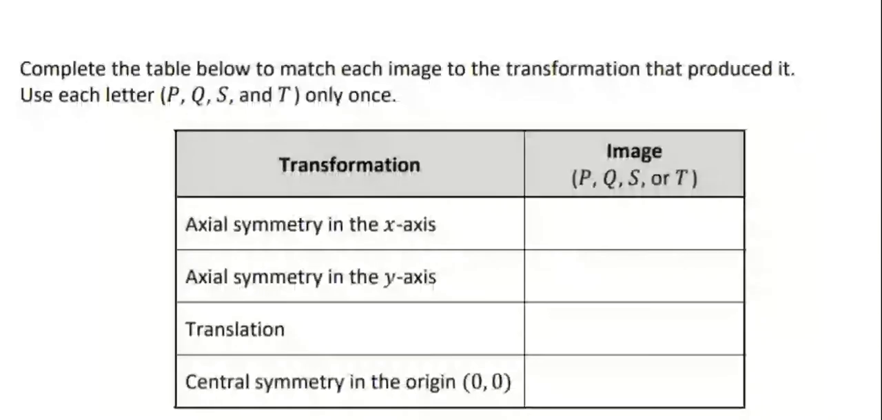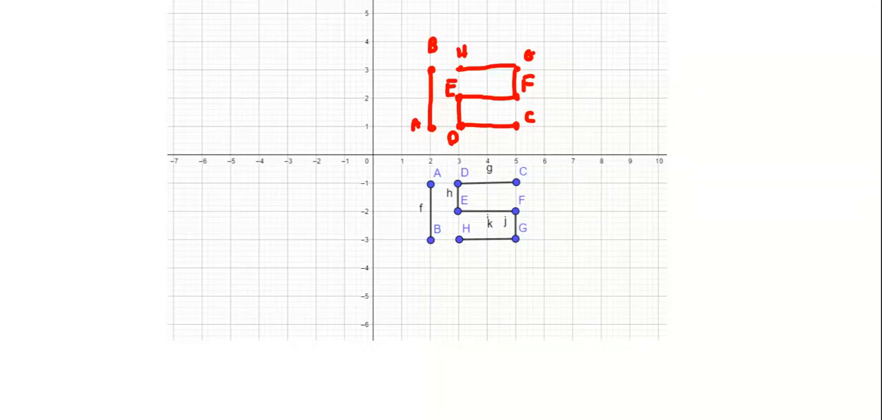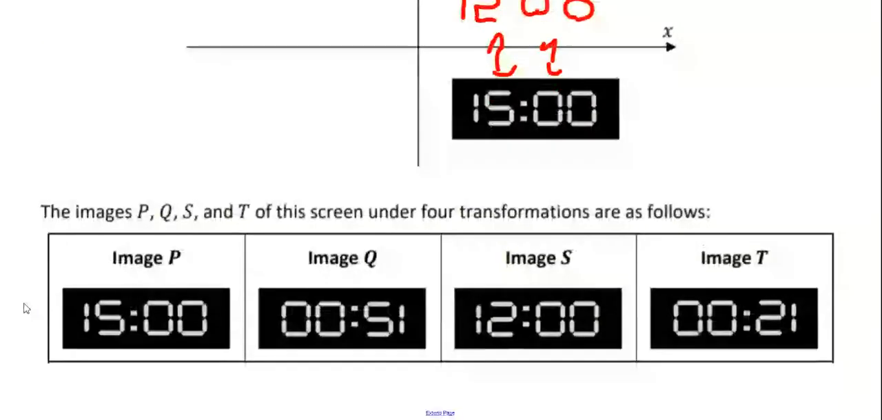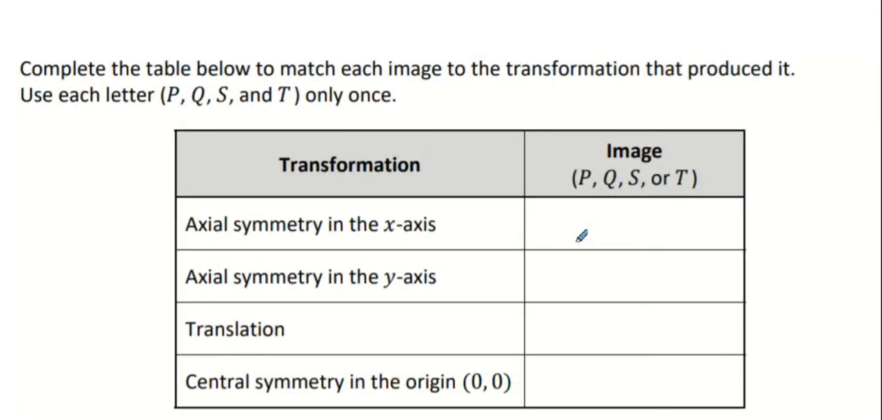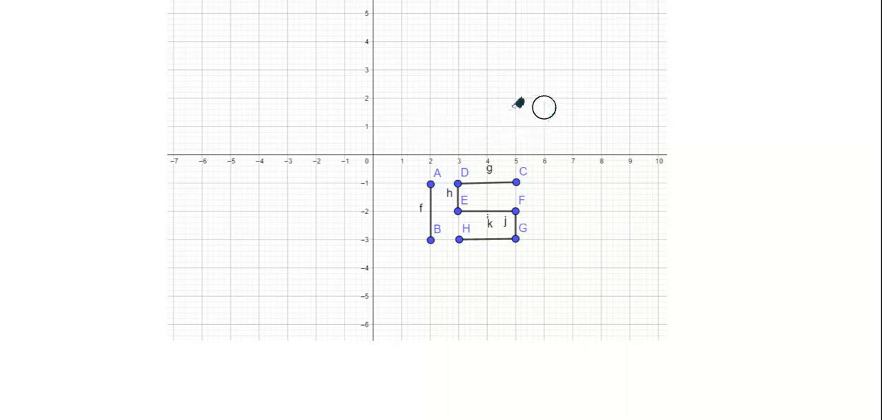So let's have a look. Okay, which one is it? So we have to look for 12. Well, I think it's image S. I'm definitely looking at image S for that one, okay? So let's go for image S. Okay, axial symmetry in the y-axis. Let's go back here. We'll just rub out what we did here a second ago. This time we're doing it in the y-axis, okay?